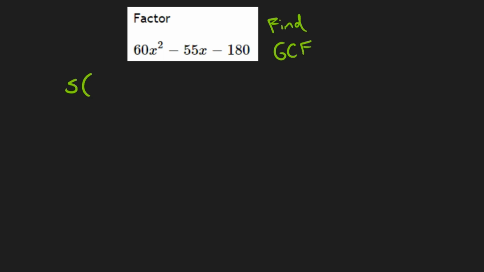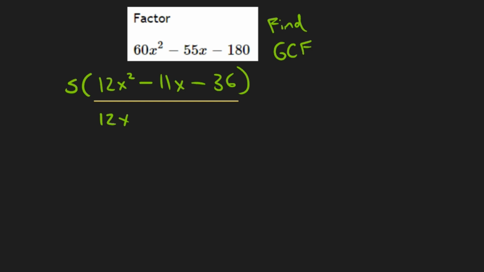And now we can find numbers that can multiply to make 60x squared and such. So 5 times 12 and multiply by x squared would give 60x squared, minus 11, 5 times 11, 55x, and minus 36, 5 times negative 36 equals 180. So we're just going to look at this part of the equation, the factor. So we basically have 12x squared minus 11x minus 36.